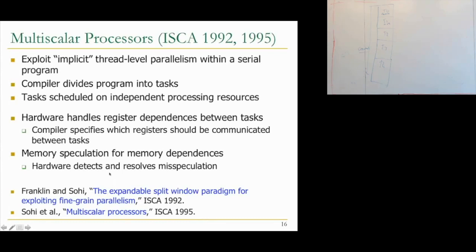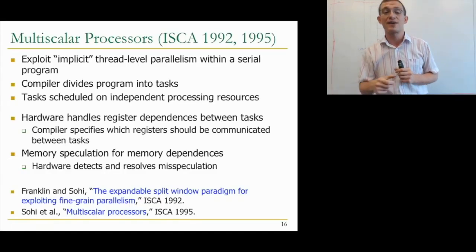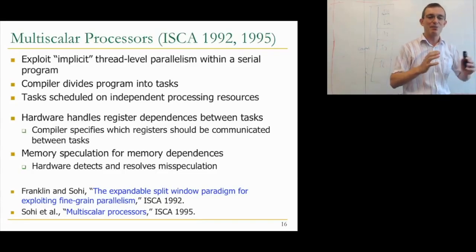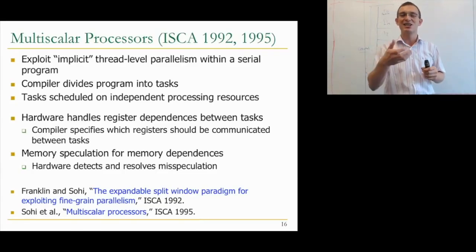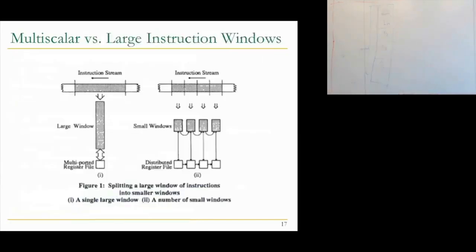This is an earlier paper, the expandable split window paradigm for exploiting fine-grained parallelism. A lot of the concepts are not mature enough yet, but it was also published in ISCA 1992. And certainly the name multiscalar is more catchy, right? Expandable split window paradigm for exploiting fine-grained parallelism doesn't sound that catchy. But when you say multiscalar, it starts becoming more catchy. Anyway, that's the joke of it. But basically, this figure from the multiscalar paper clearly describes what they're trying to do.